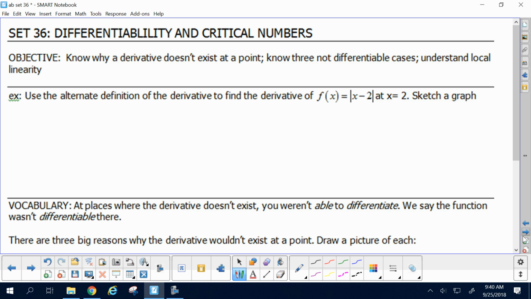There are some times when a derivative doesn't exist. In fact, there are 3 times when a derivative doesn't exist. I'd like to introduce you to maybe why that would be the case, or at least one of those would be the case. All right. So imagine if I use the alternate definition of the derivative to find the derivative of f of x equals the absolute value of x minus 2 at x equals 2 and sketch a graph.